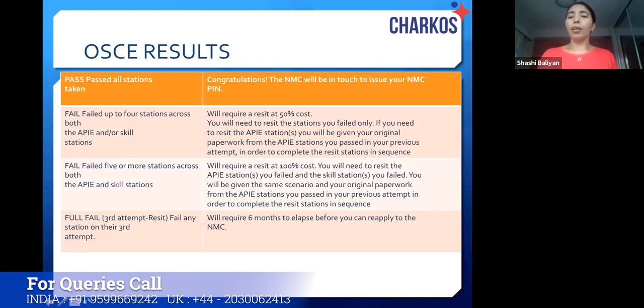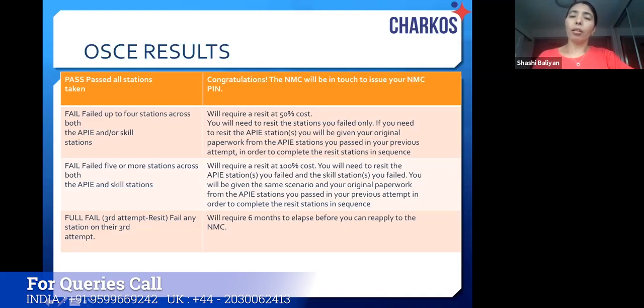Say for example, if you failed in planning or in implementation, you will need to give only planning and only implementation, and the scenario is also going to be the same. So it is almost the same station you will have to repeat. You already know the question and the scenario, and you will also know what mistake you made last time. A resit is going to cost you 50% of the fees.